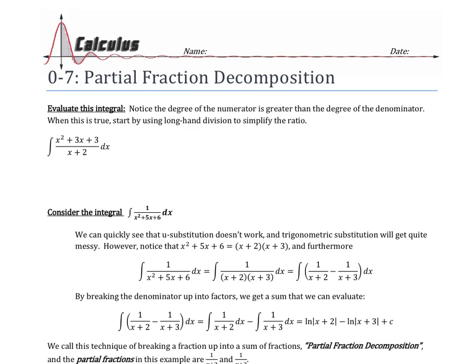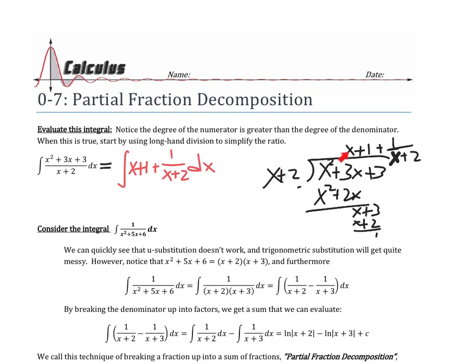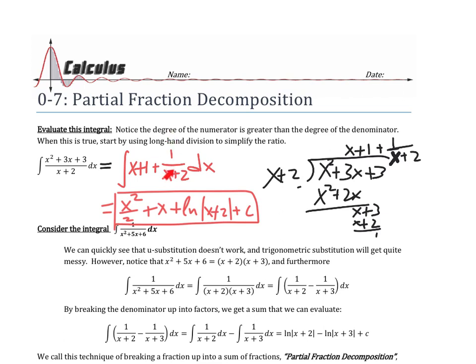So let's look at some examples for partial fraction decomposition. Just some quick background here. If we have an integral like this with a higher degree on top than on bottom, we've got to use long division to rewrite. After we do long division, we get this expression written as x plus 1 over x plus 2. And that we can find the integral of fairly easily. And this 1 over x plus 2 becomes a natural log of x plus 2.